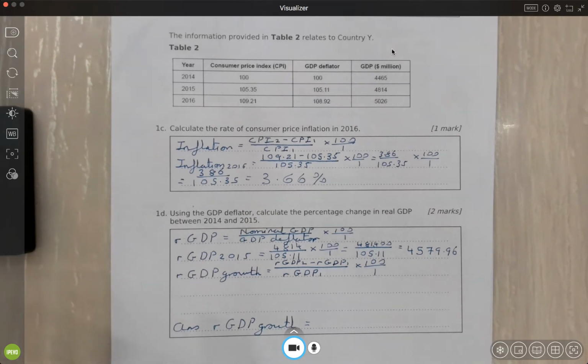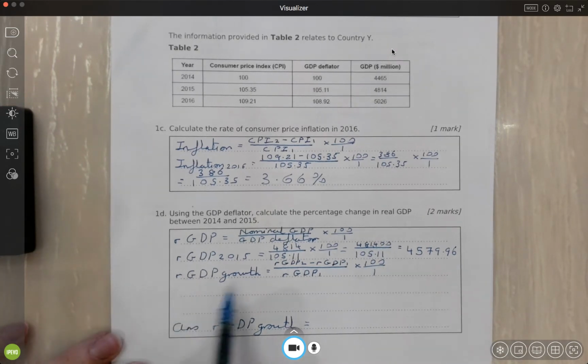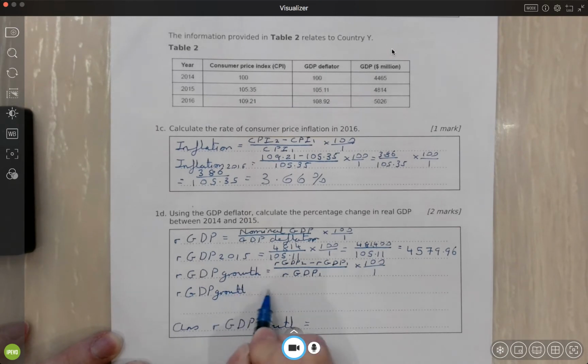So that's why we need to find real GDP, because what real GDP tries to do is remove the effects of inflation from increasing that number. We only want changes in output to increase that number. Okay, so real GDP growth, like the indices up here, the inflation, is real GDP in year 2 minus real GDP in year 1 divided by real GDP in year 1 multiplied by 100 over 1. So what we've got here is, I'm just going to write real GDP growth equals.